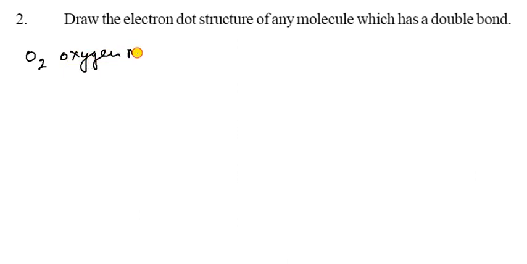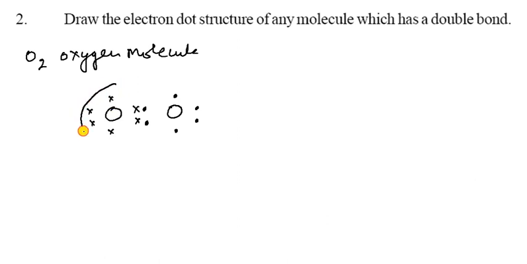Yes, let us see in the next question what will happen. That is the next section. Draw the electron dot structure of any molecule which has a double bond. So let us see in which the double bond. First of all, I want to show the dot structure of oxygen, the oxygen molecule.